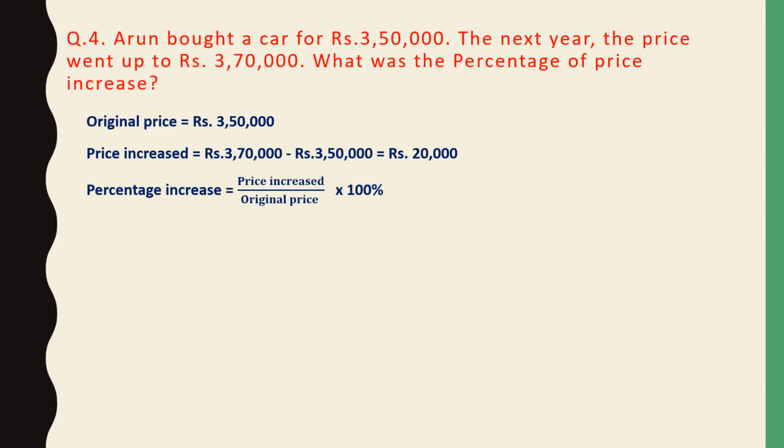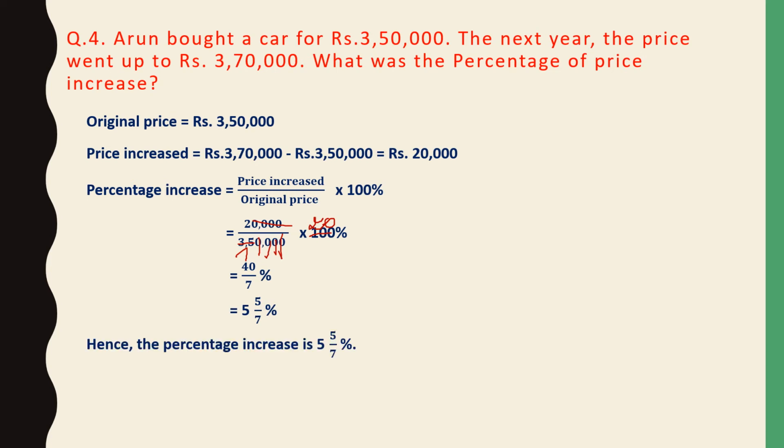Percentage increase, that is price increase divided by original price into 100%. 20,000 divided by 3,50,000 into 100%. You can see here 2, 3, 4. 4 zeros. Now we have 5 7s are 35 and here we have 20. 40 by 7%. It can be written as 5 and 5 by 7%. And the percentage increase is 5 and 5/7%.